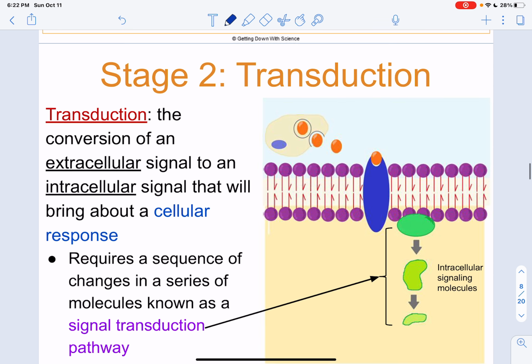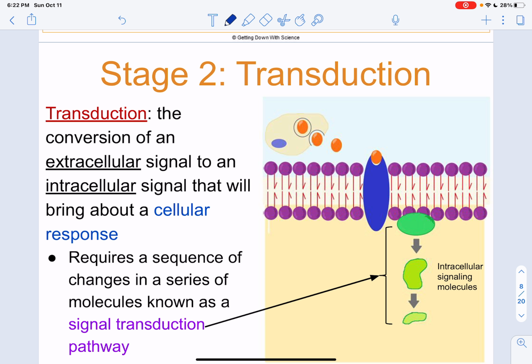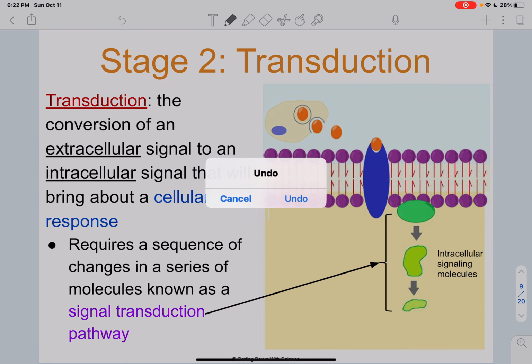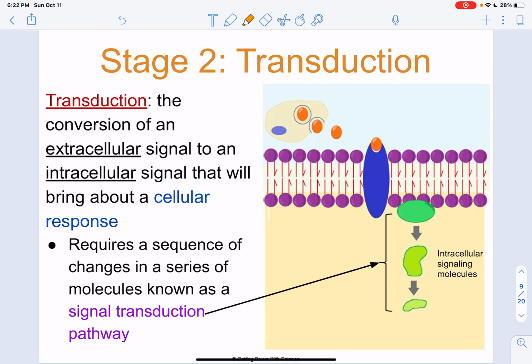Next, we're going to have transduction. This is going to be our second step. And so we have the ligand that binds to the receptor, and it's going to cause a signaling to be converted. Transduction, keyword. Transduction is going to be the conversion of an extracellular signal to an intracellular signal that will bring about a cellular response. So basically like translating a language.